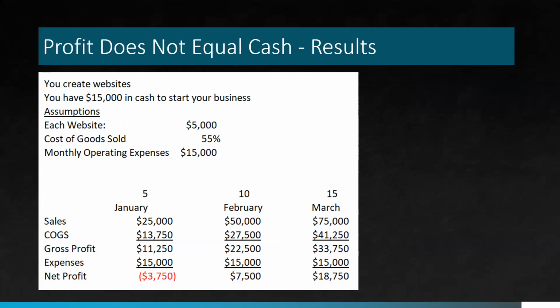But then in February, I increased my sales, right, to 10 websites worth $50,000, but my cost of goods sold also increases because it's 55% of my sales, and my expenses remain the same at $15,000, and I come to a net profit of $7,500. And in March, I sell 15 websites, and I'm now profitable with $18,750. But what really happens with all of the cash with this?